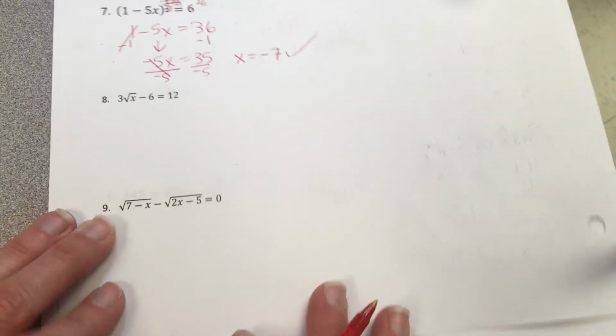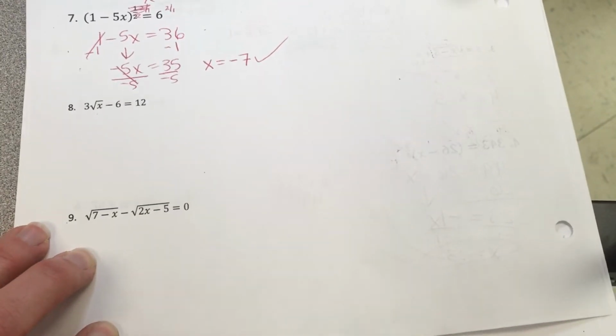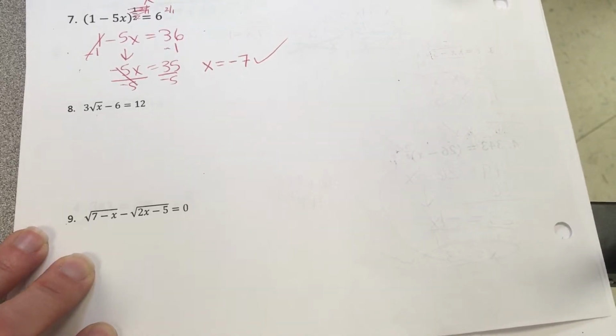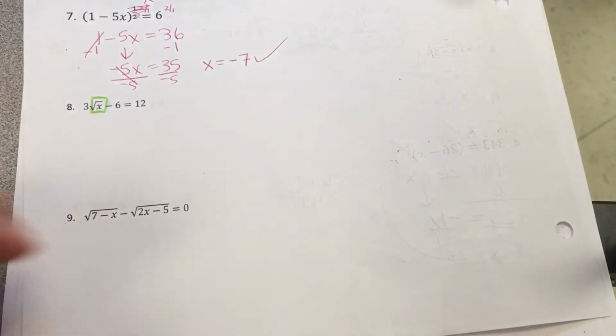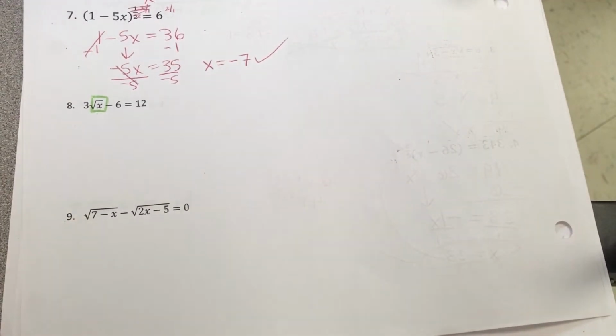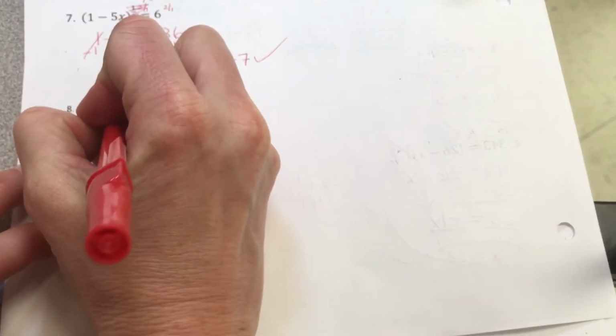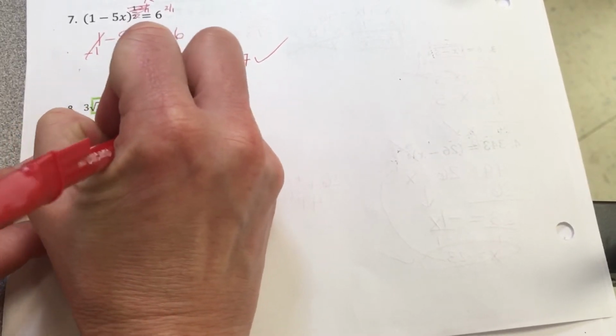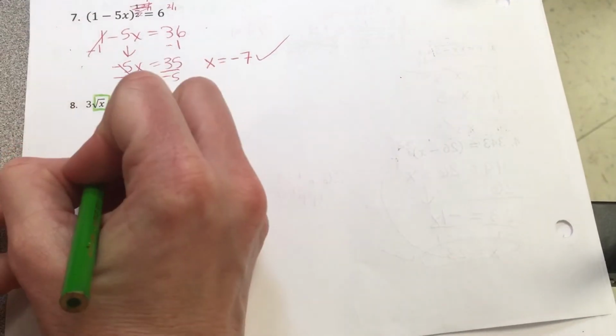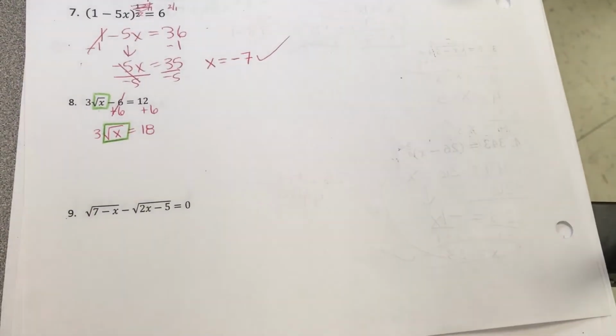All right, number 8. Can anybody think of what to do first? All right, you isolate the radical. So, a helpful strategy is to box it in. That's a helpful strategy, okay? Do you move the 3 first or the 6? The 6. Okay, so you add 6 to both sides. Okay? And let me box it again.